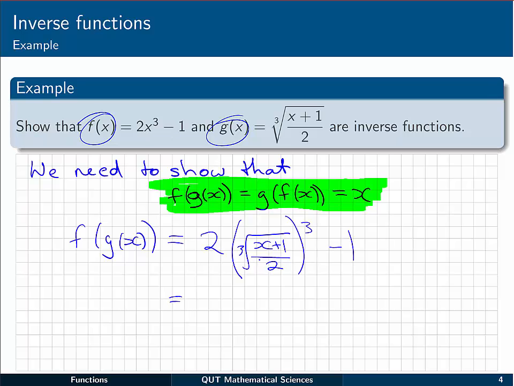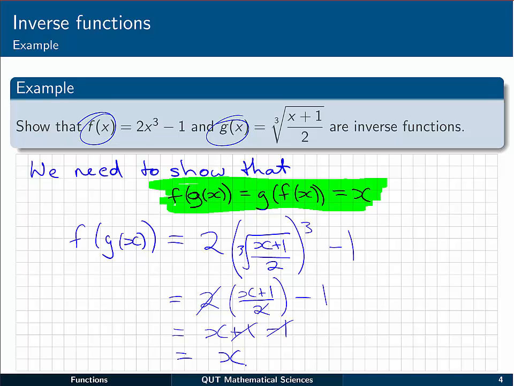We can simplify this if we note that we have a cube root raised to the third. So we have 2 times x plus 1 over 2, because the cube root and the third power knock each other out. Again, minus 1. We can cancel the 2's, and we see that we've got x plus 1, minus 1, and finally the plus 1 and the minus 1 knock each other out to give us that f of g of x is equal to x.